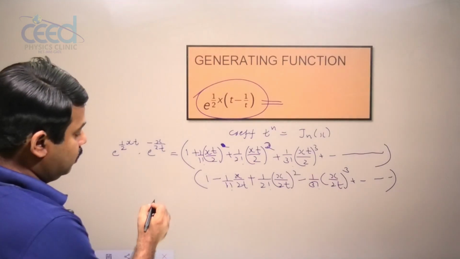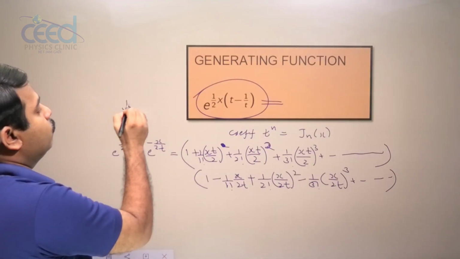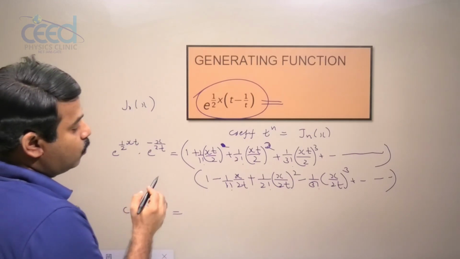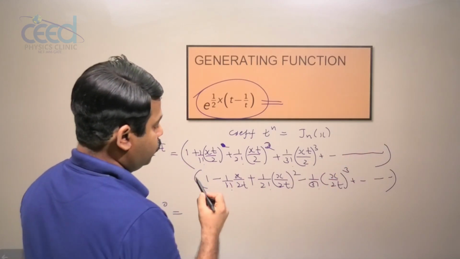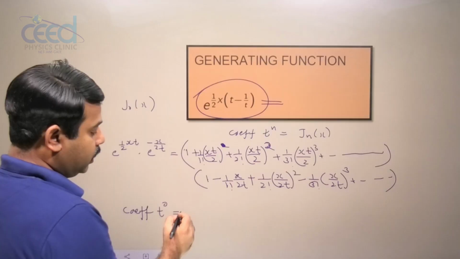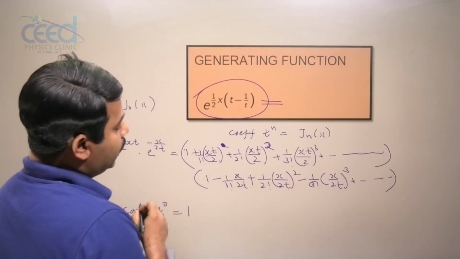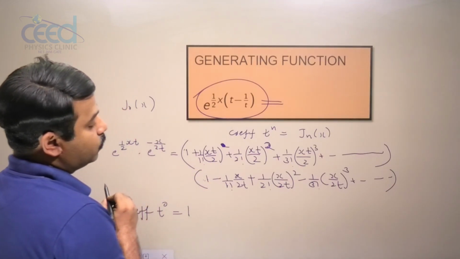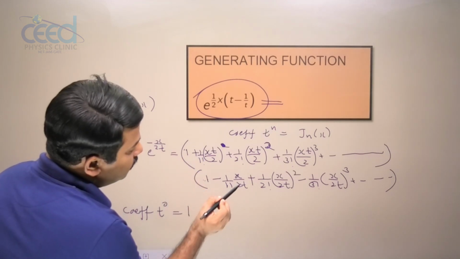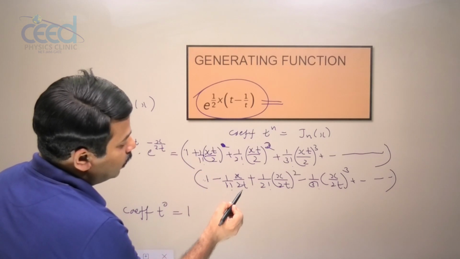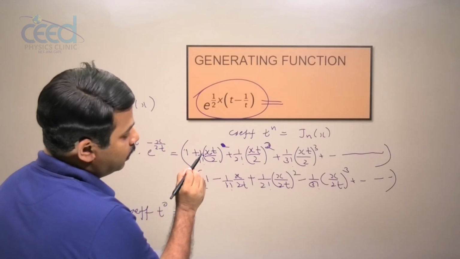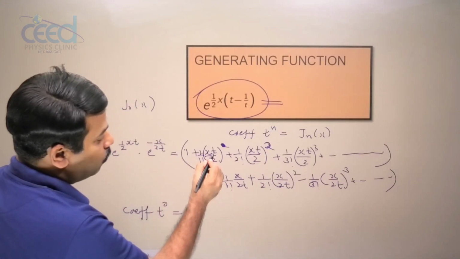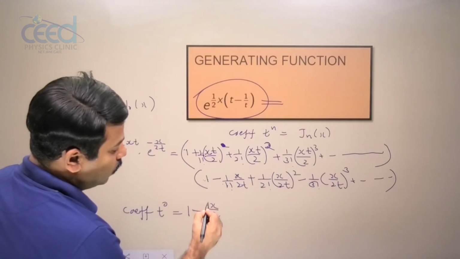Now in this expansion, suppose you need the J0 of x value, then you take the coefficient of t0. What is the coefficient of t0? This into this, 1 into 1, which is 1, the first term. Next, multiplying this with this, the numerator t and denominator t both cancel, and you get plus into minus minus, so the coefficient of t raised to 0 is x by 2 whole square.